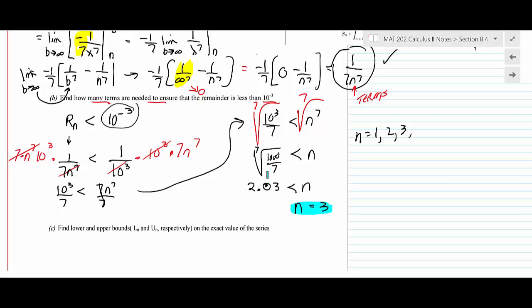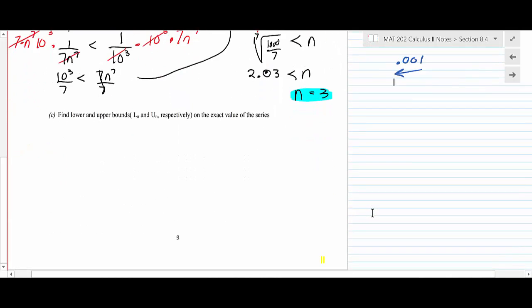Okay, so what you're doing is you're seeing how many terms ensures that the remainder is less than 10 to the negative 3. And 10 to the negative 3 is 0.001. It's just got 3 decimals like that. So that means that if we go to n equals 3, we've got the accuracy of that remainder within 3 decimals. Okay, does that make any sense? All right, now we're going to go through and look at finding the upper and lower bound next.